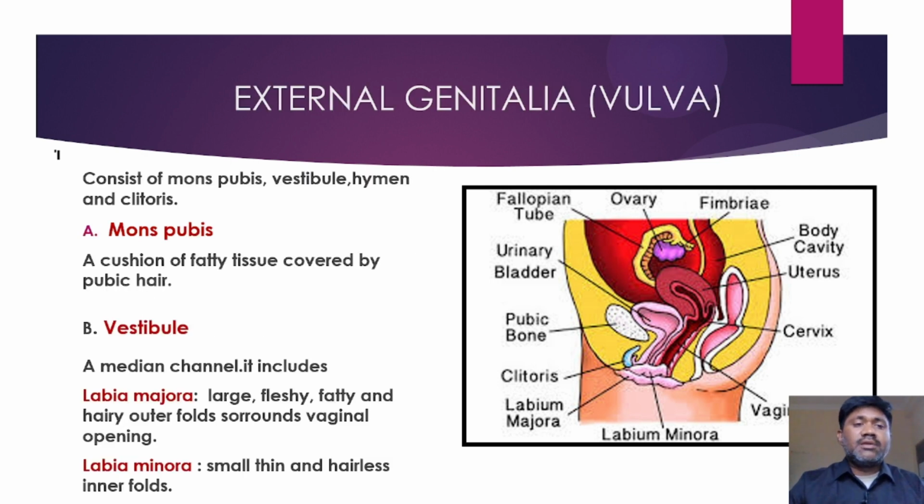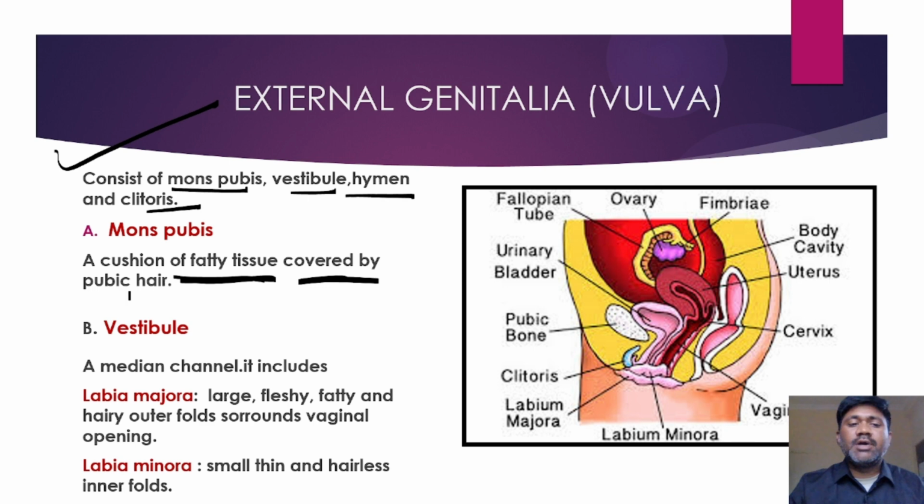Now let us see the external genitalia. These are the external parts of the female reproductive system: mons pubis, vestibule, hymen and clitoris. Mons pubis is a cushion of fatty tissue which is covered by pubic hair. And vestibule again has two parts, labia majora and labia minora.